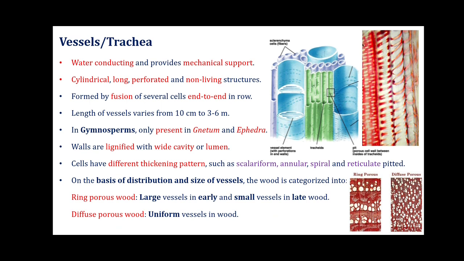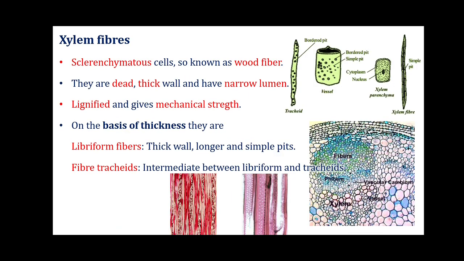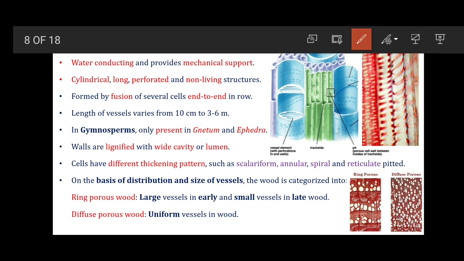In gymnosperms, only Gnetum and Ephedra, these two genera, show the presence of vessels. They are higher gymnosperms. Otherwise, pteridophytes and the remaining gymnosperms don't show the presence of vessels. Walls are lignified. They have a wide cavity, or you can say a lumen. In this diagram, you can see the blue color are vessels, and green are tracheids. So vessels have a wide lumen as compared to the tracheids.